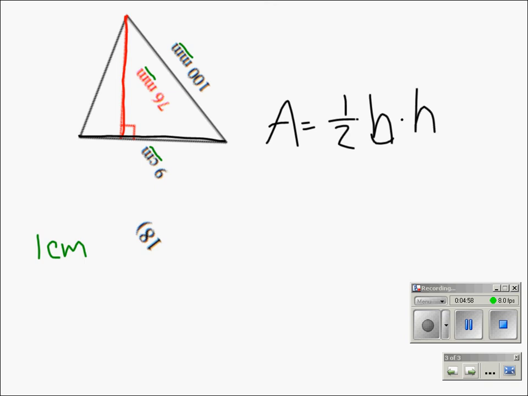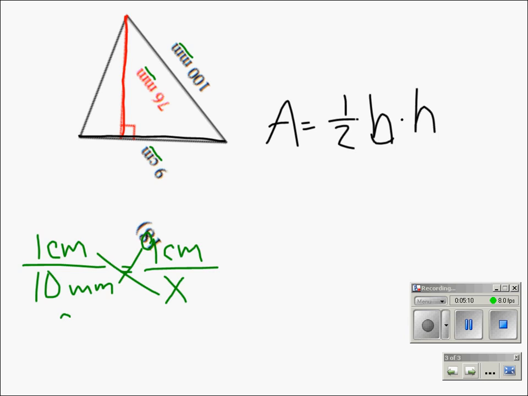I know that 1 centimeter is the same thing as 10 millimeters, and I have 9 centimeters, and I want to know how many millimeters that is. You can cross multiply, and you get 90 equals x. So this is actually 90 millimeters. You can also just multiply 9 by 10 if you know that conversion quickly in your head. Now that we're all in millimeters, let's go through and plug it into our formula.